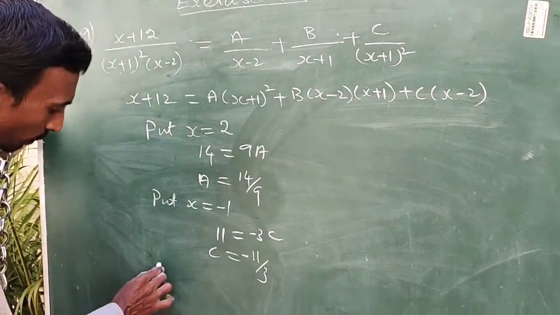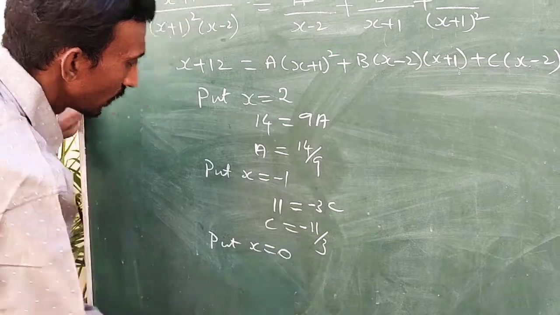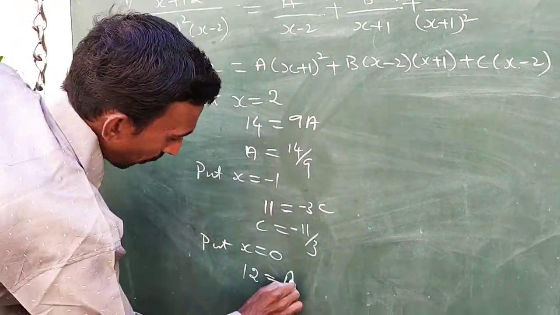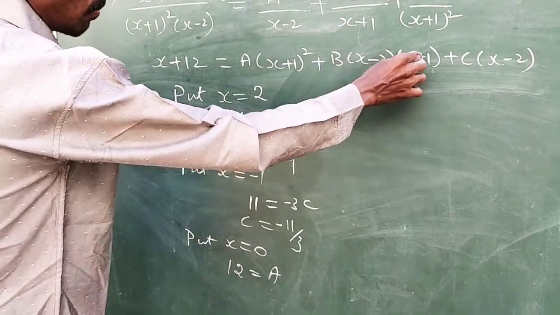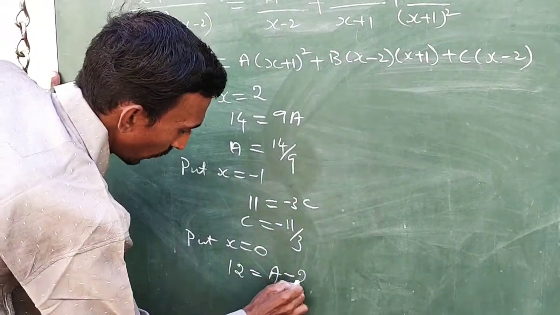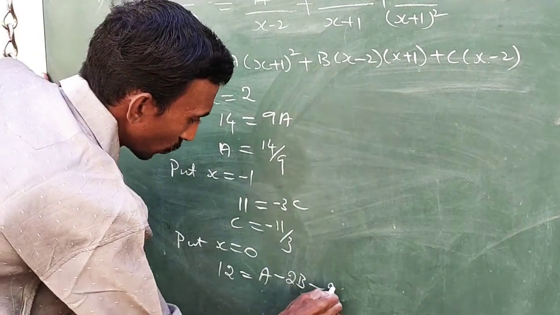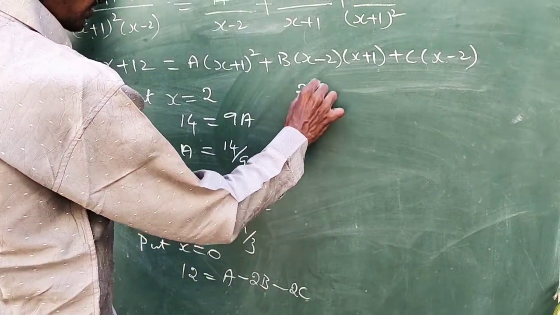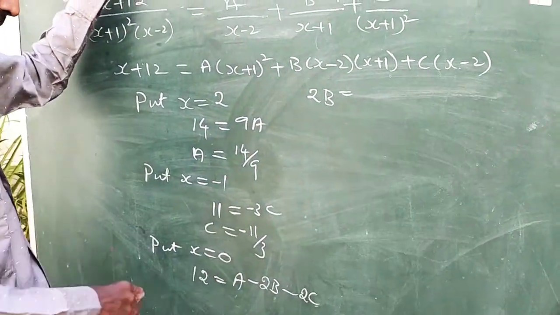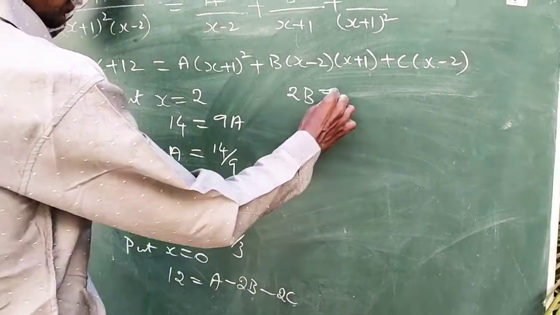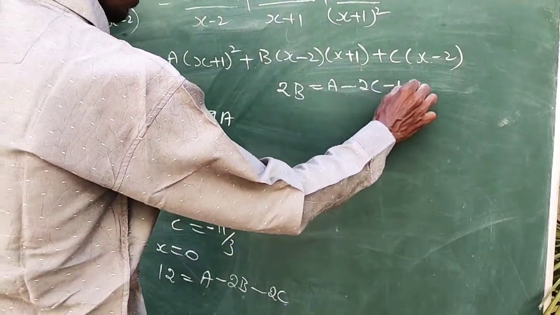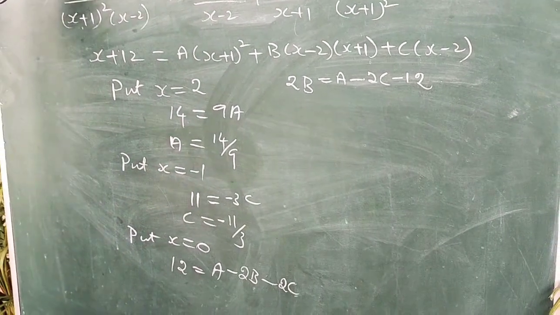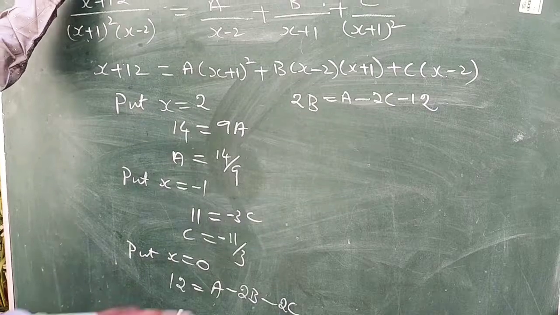Okay, then put x equal to 0. So 12 equal to a minus 0, so minus 2b minus 2c. Okay, so 2b equal to, change the side, a minus 2c minus 12. 2b equal to, rearrange the terms, 2b equal to a minus 2c minus 12.